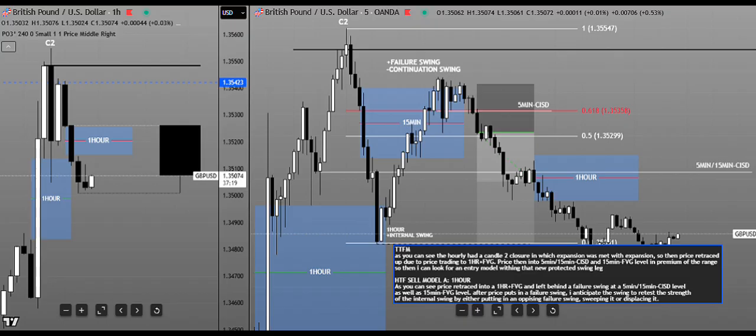You can also take a trade and target a low risk to reward in anticipation that a failure swing might get created. But yeah, that's basically the trade.